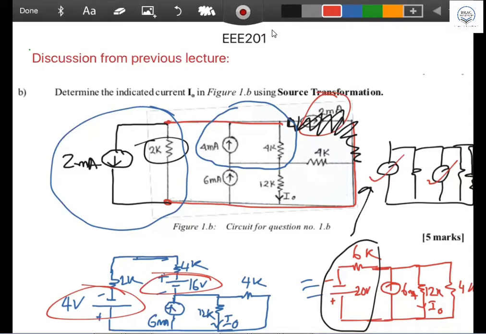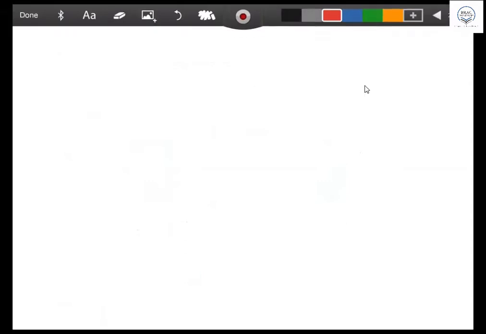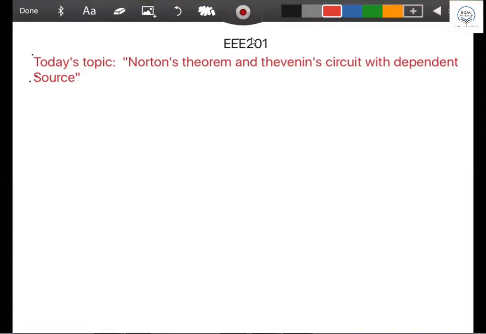Okay, this is one of the questions we have discussed, and still now I think we have 2 minutes to go. Since 2 minutes to go, maybe we cannot go for any other things, but then we can jump to the class unless you have any question to discuss. Because today we are going to talk about the Norton theorem and the Thevenin's theorem, a Thevenin circuit with dependent source. And that's the way we have to proceed today.